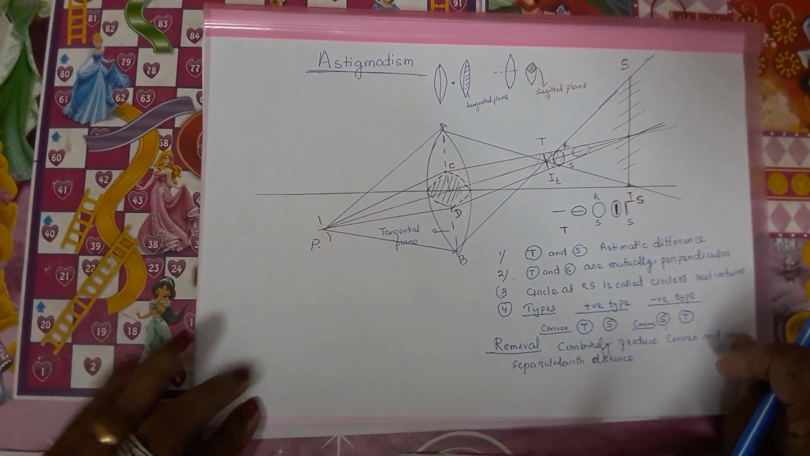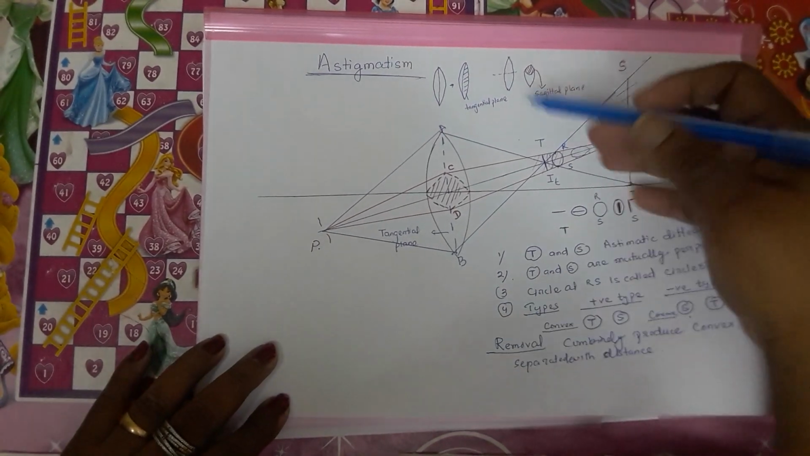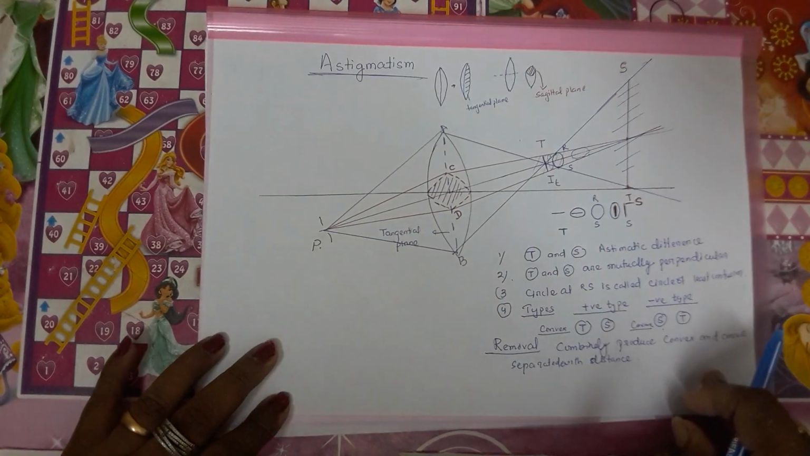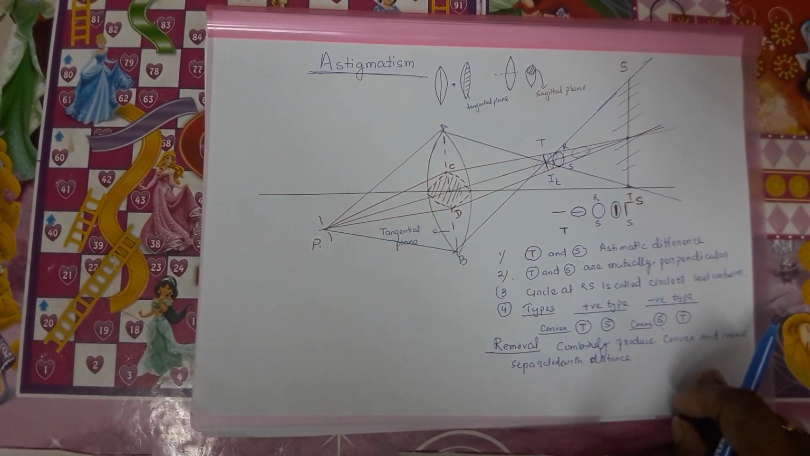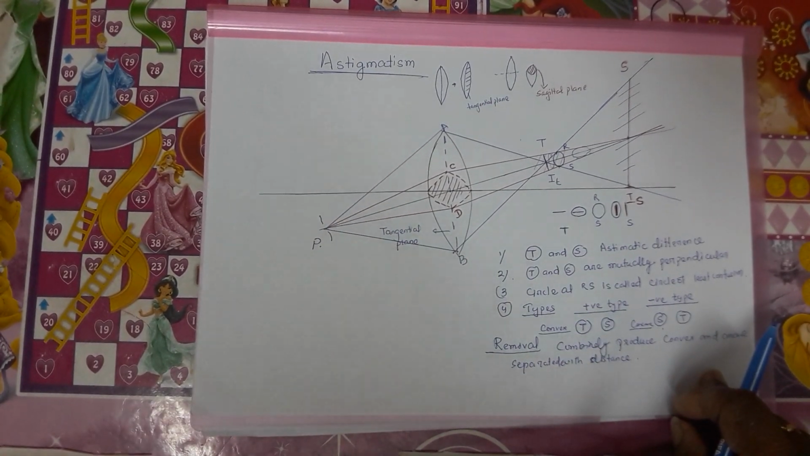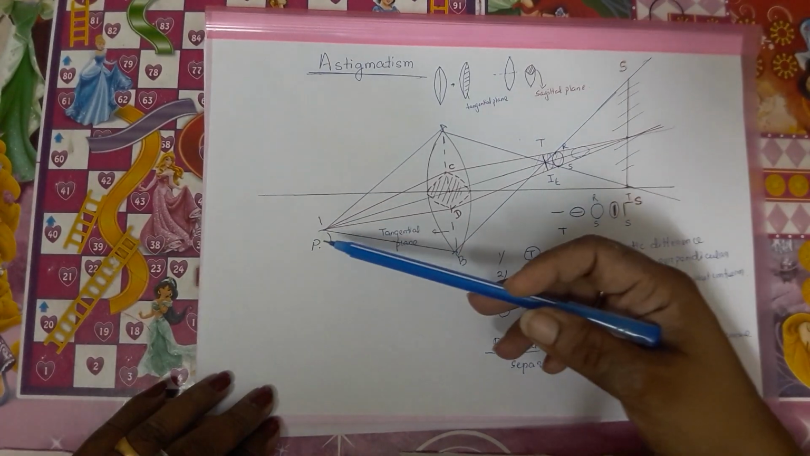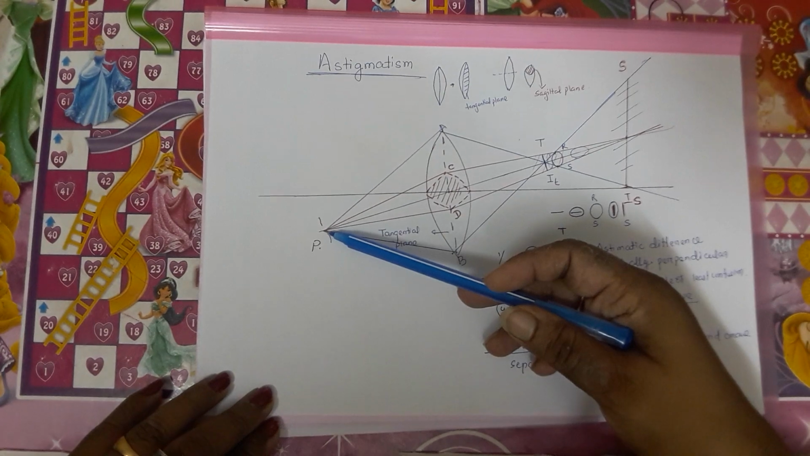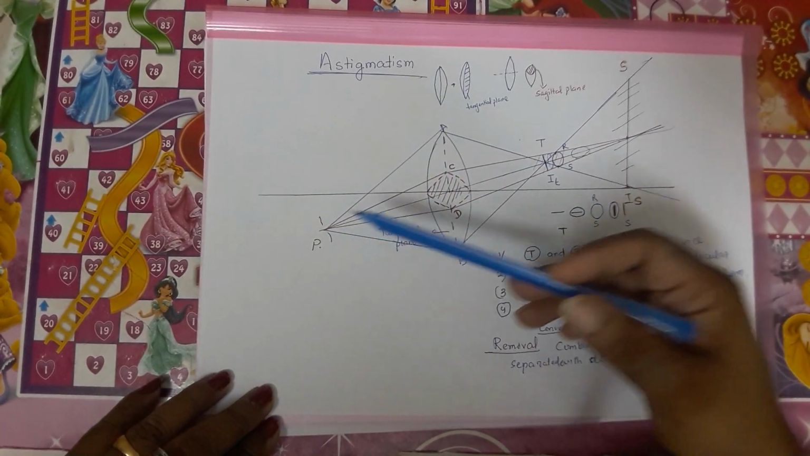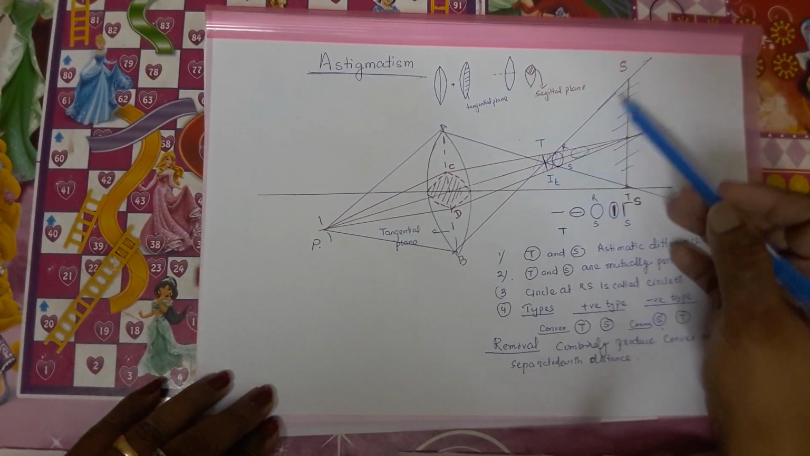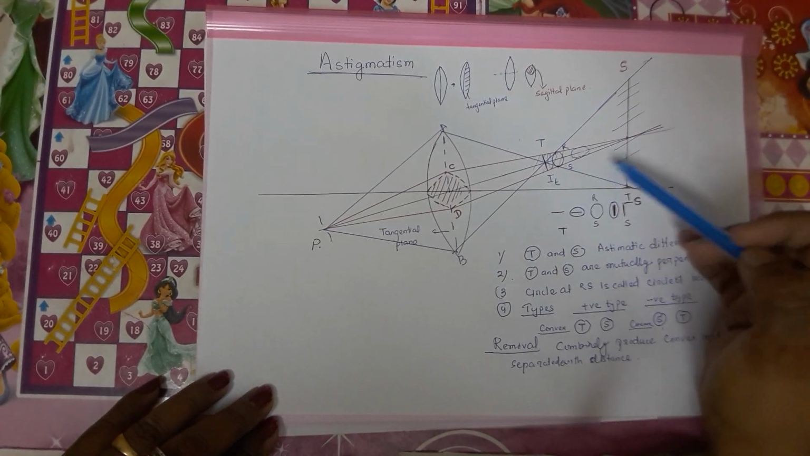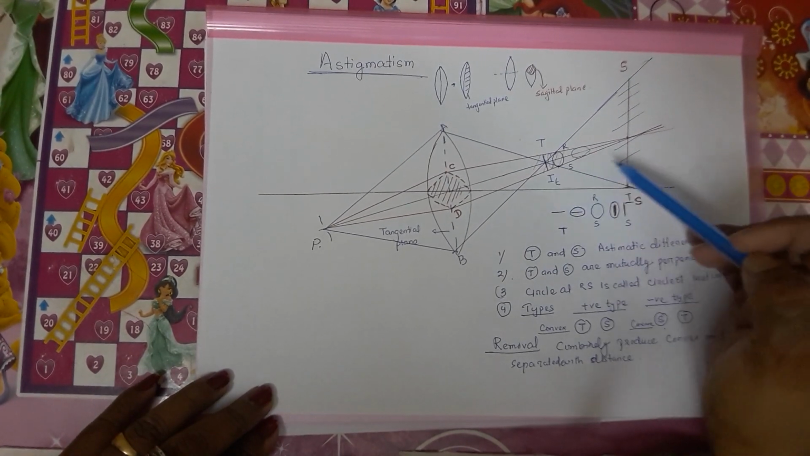Today we will discuss the aberration astigmatism. Astigmatism is a type of aberration in which we get a straight line instead of a point image. When an off-axial object is present, instead of getting a point image of that object, we will get straight lines which are mutually perpendicular to each other.